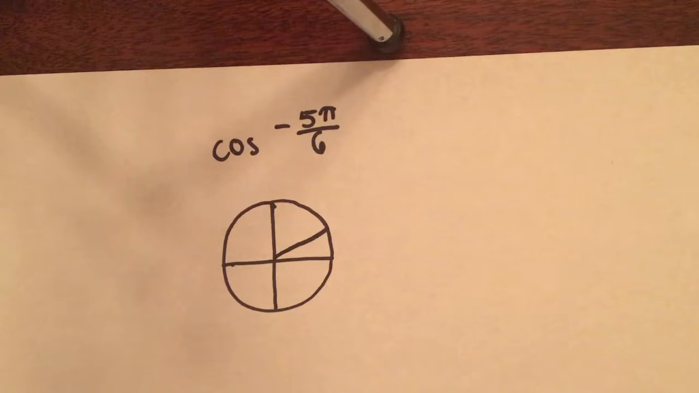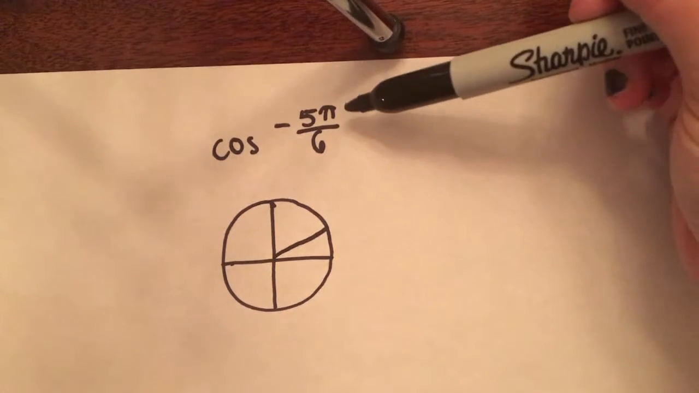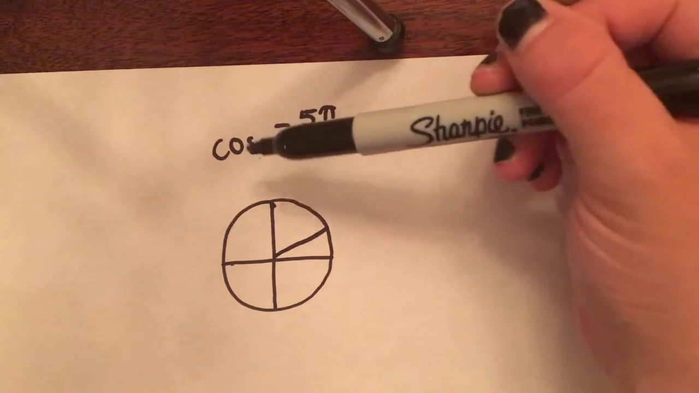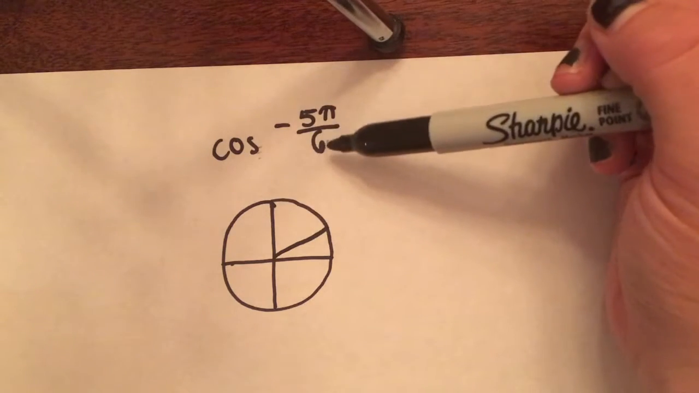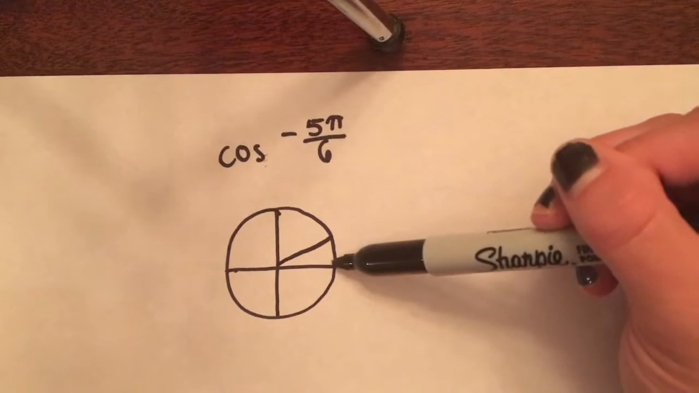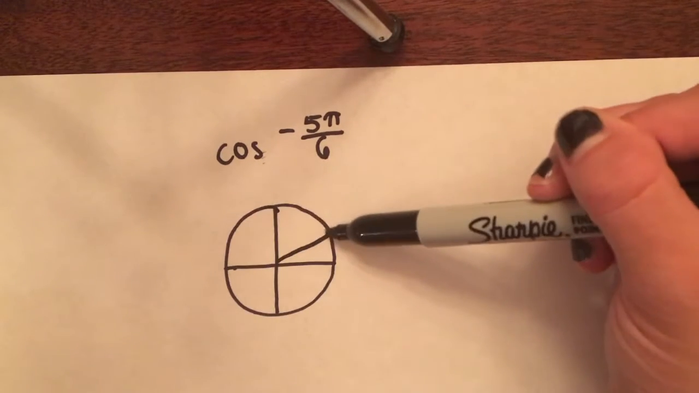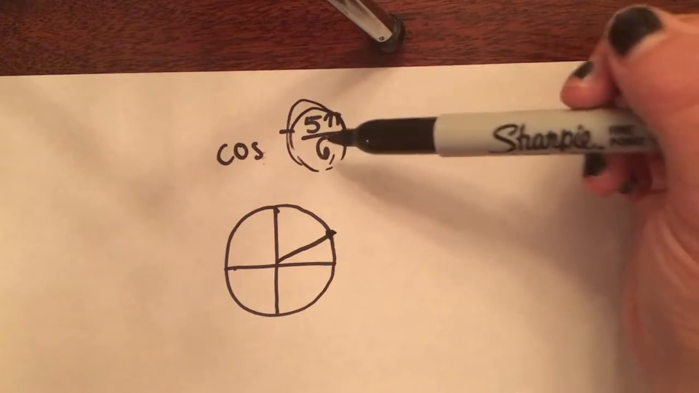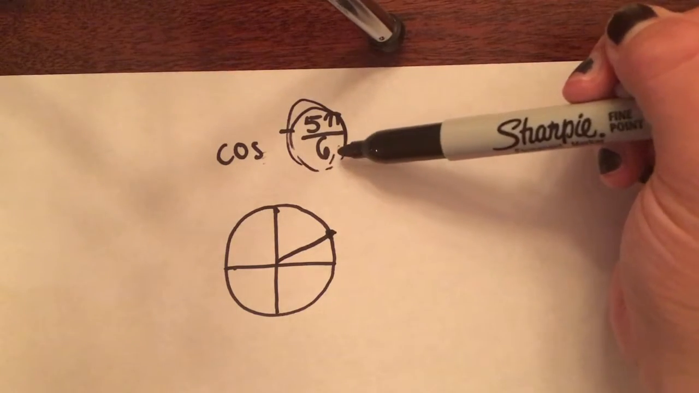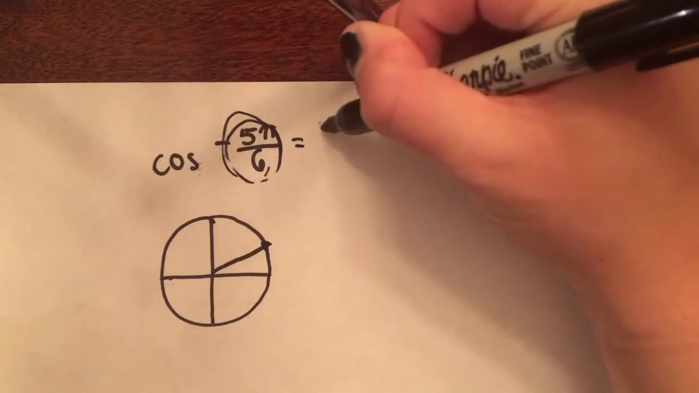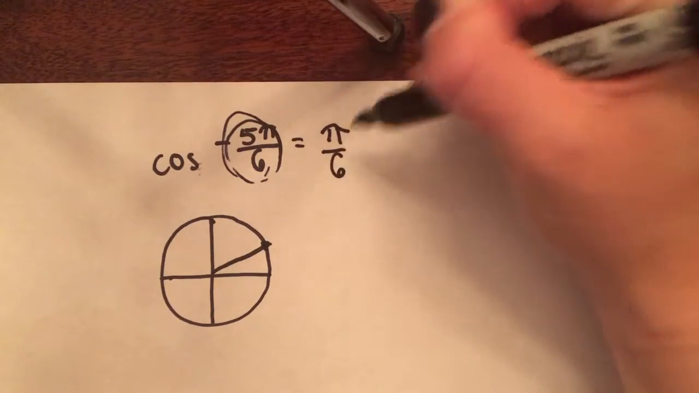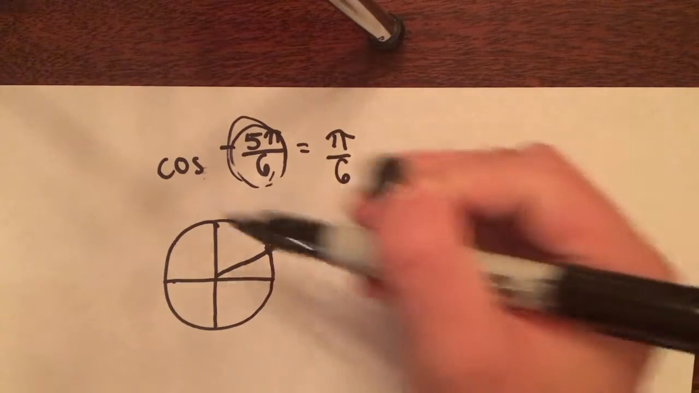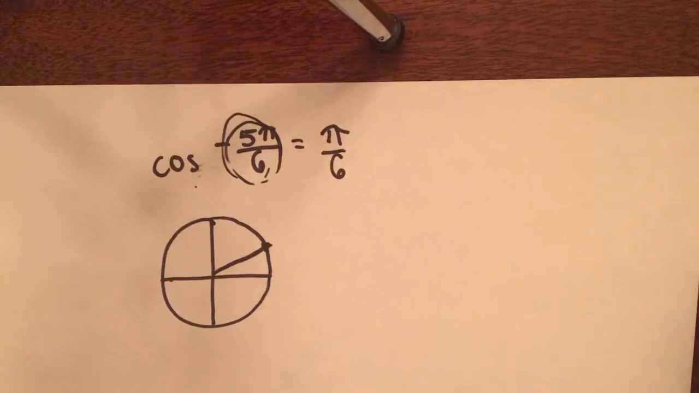One other thing to remember is when they give you a negative value here and they want you to calculate cosine or sine or tangent or whatever this ends up being, remember that you have to go the opposite direction around the unit circle to find this. So negative 5 pi over 6 is actually equal to pi over 6 if you had gone the regular direction, and then you would just find cosine like normal.